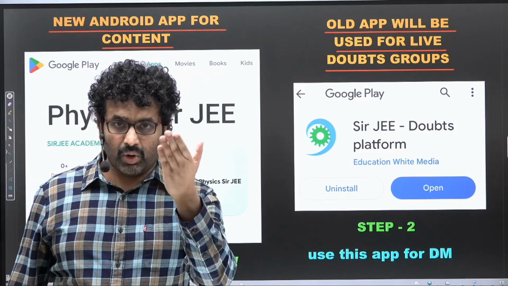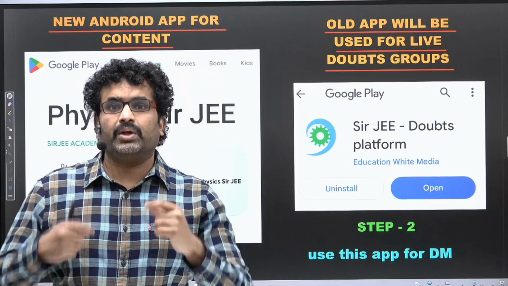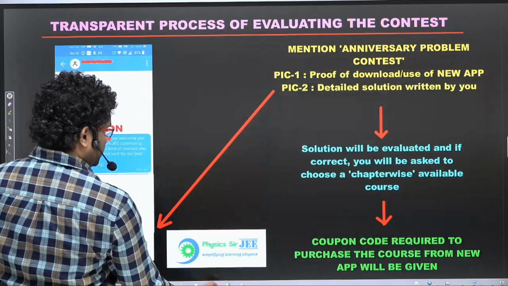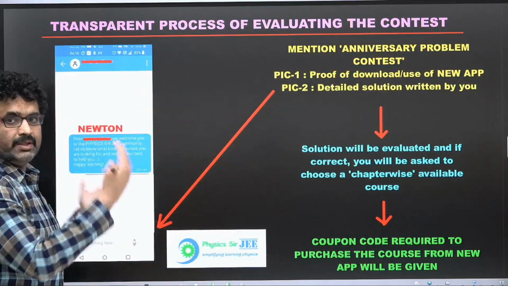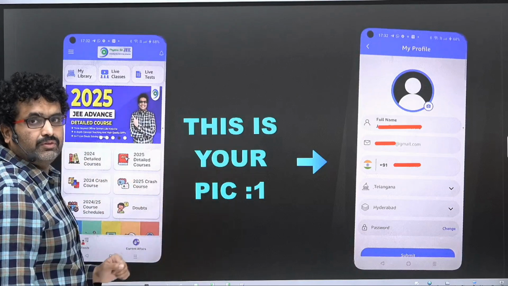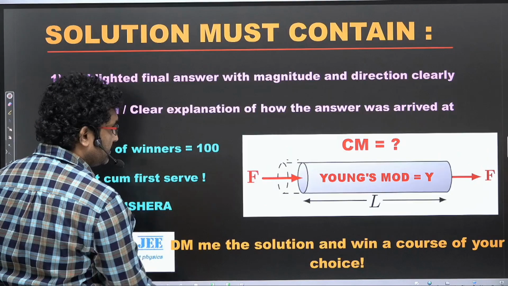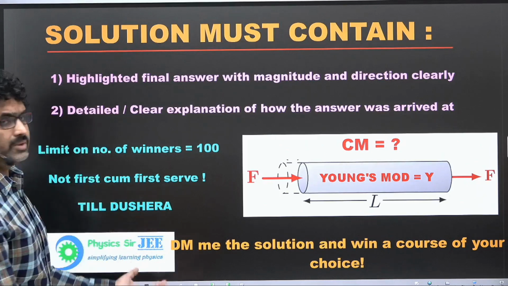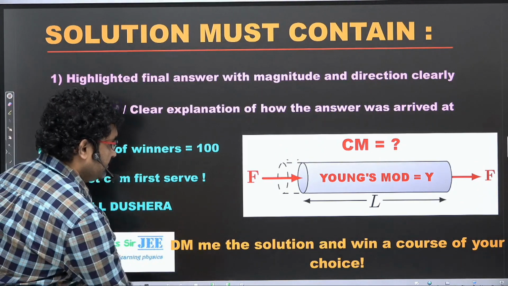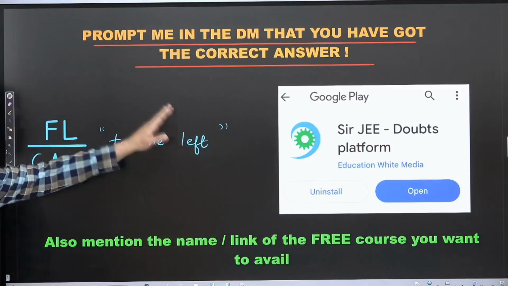So those who have got the solution right, what they should be doing after downloading these two apps. I told what to do. In the previous video, it was very, very clear. You're supposed to send the photos of both the apps in the Doubts app. And what should the solution contain? It should contain that FL by 6AY. So this was supposedly what should be there.